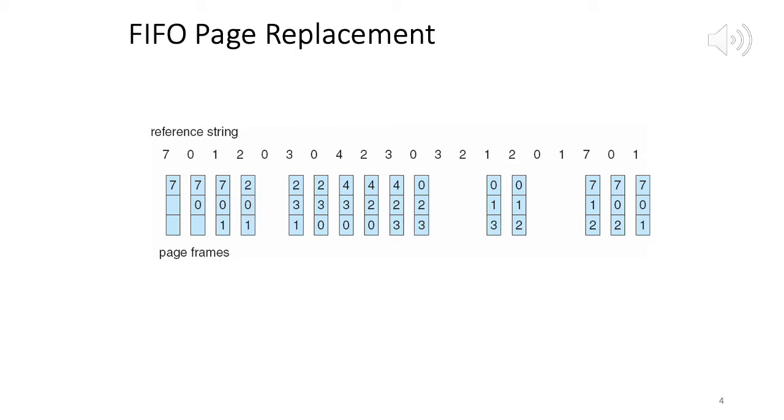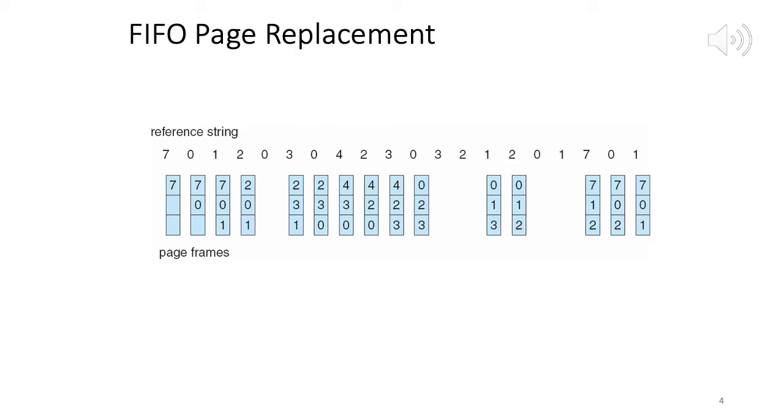So between 2, 3 and 1, 1 is the oldest, we evict that. Next access is for page 4, again not in memory, so 2, 3 and 0. Among 2, 3 and 0, 2 is the oldest one, evicted. So now we have 4, 3, 0.